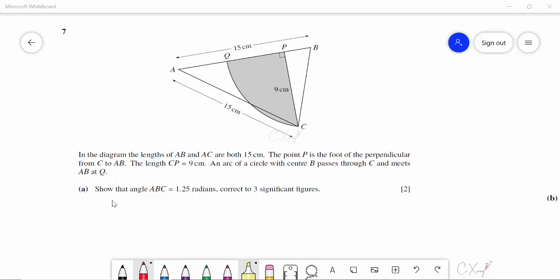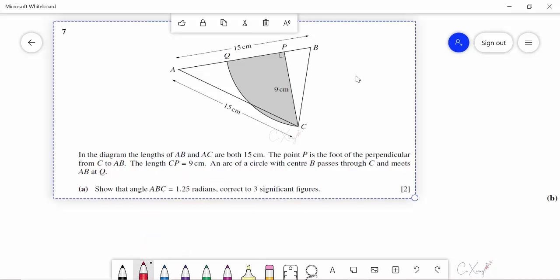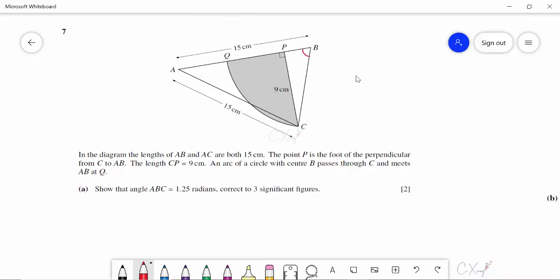Alright, so for the first part, they want us to show that the angle ABC is 1.25 radians, correct to 3 significant figures. So the angle ABC is actually this one. Okay, so this is the angle ABC. And we want to prove that it is equal to 1.25 radians. So maybe before I find the angle ABC, first I can find the angle BAC, this one in blue color. To get the answer for BAC, I'm using this blue color triangle to help me.